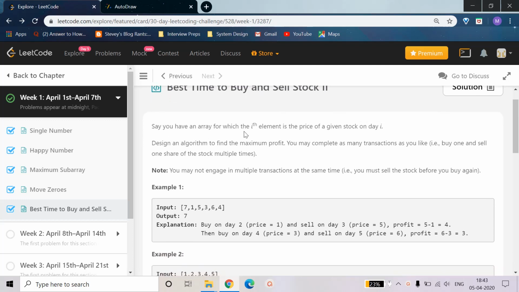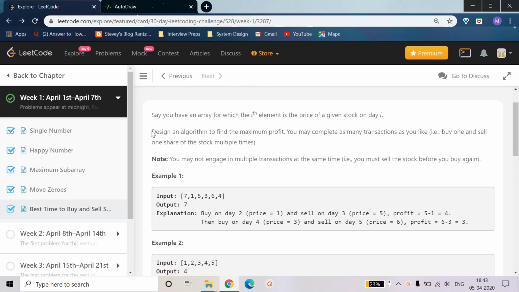Say you have an array for which the ith element is the price of a given stock on day i. So we are given an array of integers, and those integers represent the price of the given stock at index i. Now we have to design an algorithm to find the maximum profit.